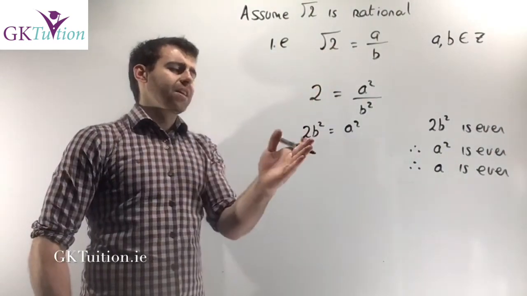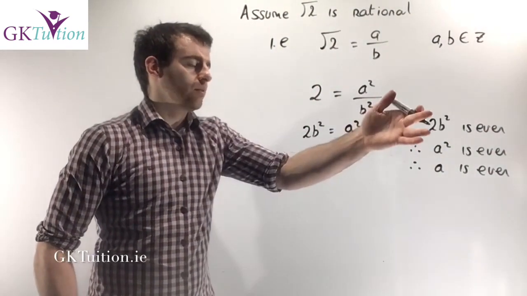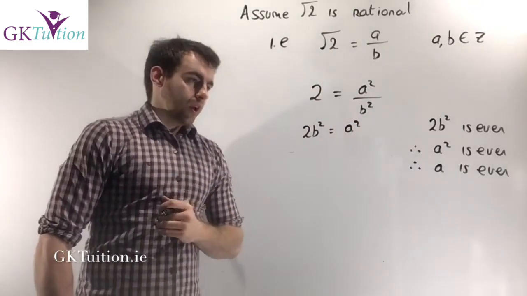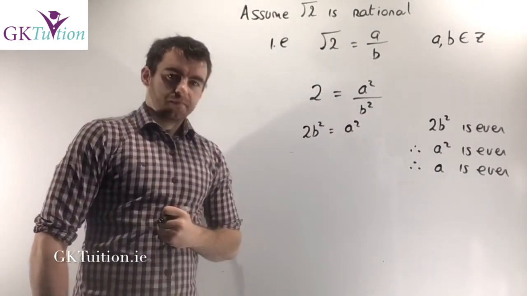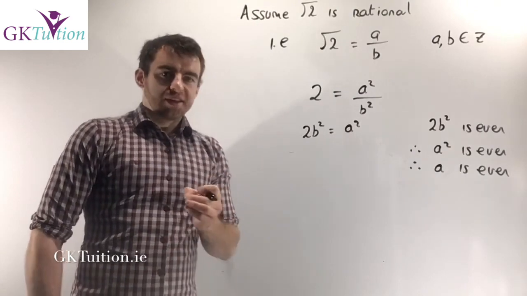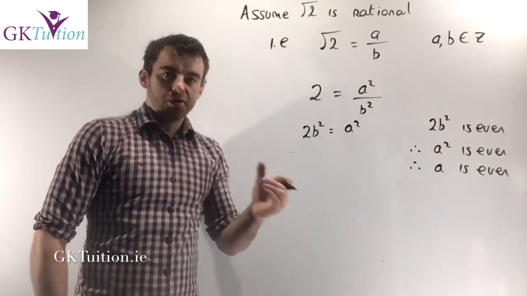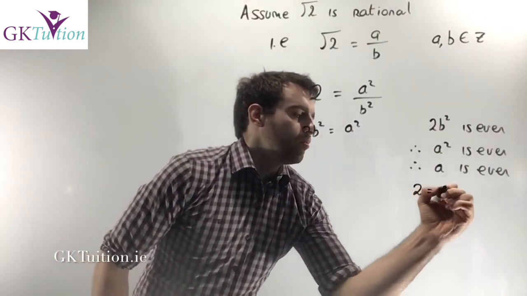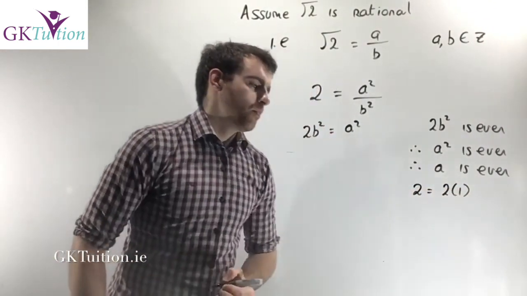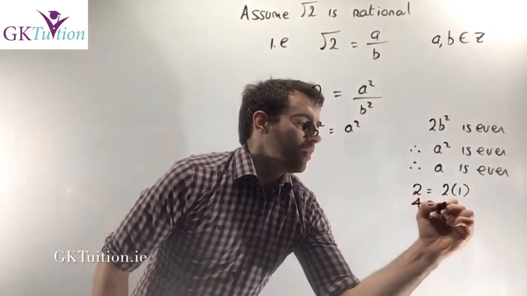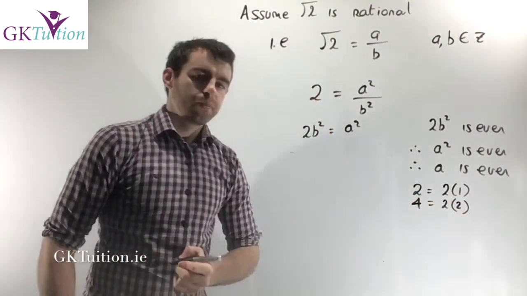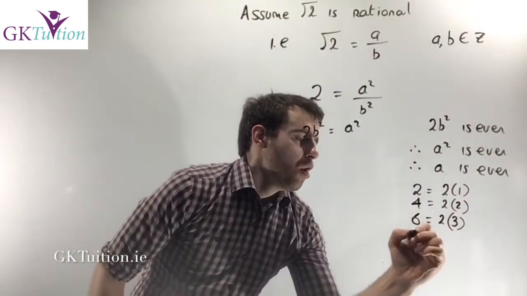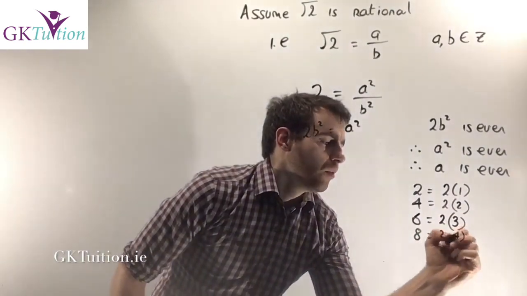I relatively easily got to this point, but from here I can say that 2b squared is even, which means that a squared is also even, which means that a must also be even. If a is even, then that means it can be written as 2 times another number. The first even number is 2, and I could write that as 2 multiplied by 1. The second even number is 4, which is 2 multiplied by 2. The third even number is 6, which is 2 times 3. Or 8, I can write it as 2 times 4.